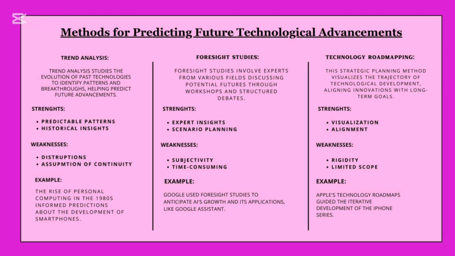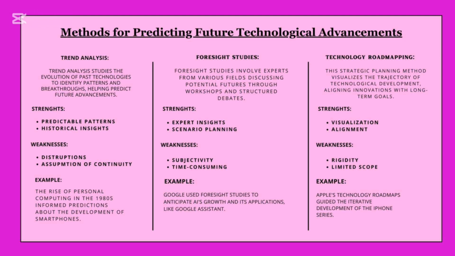Strengths. Predictable patterns. By studying historical trends, analysts can identify consistent patterns that often repeat, making it easier to anticipate future advancements. Historical insight. This method leverages rich historical data, providing a solid foundation for making informed predictions about where technology may head next. Weaknesses.